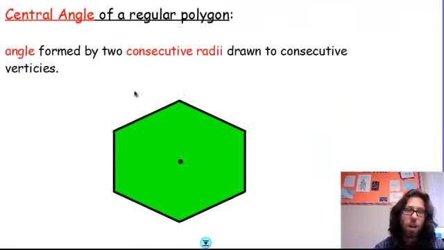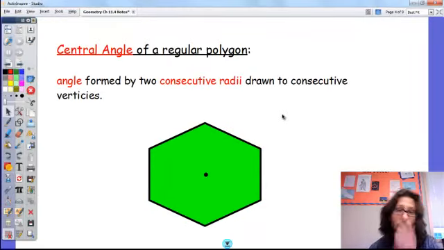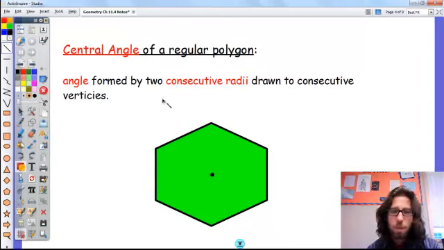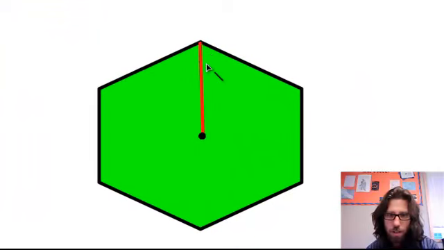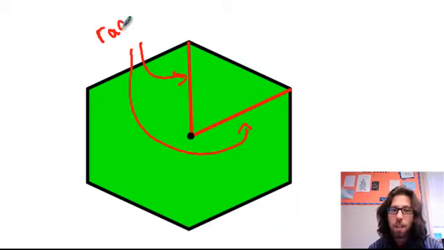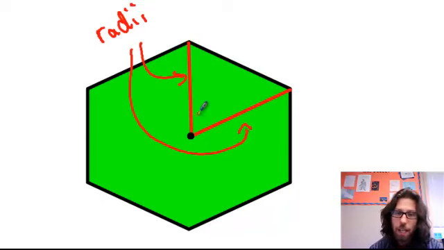Alright, so moving right along now to the central angle of a regular polygon. Again, this is going to be very similar to how we looked at the central angle of a circle. So we go from the center out to one of the vertices, and then from the center out to another vertex. These would both be radii of this polygon. Then this right here is going to be our central angle.